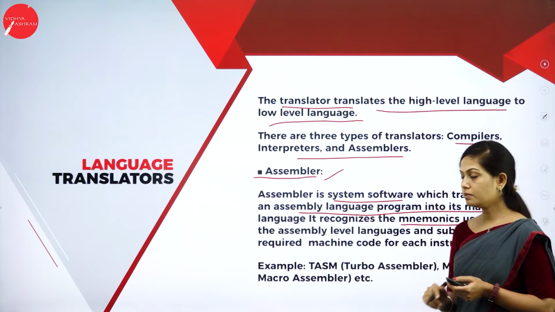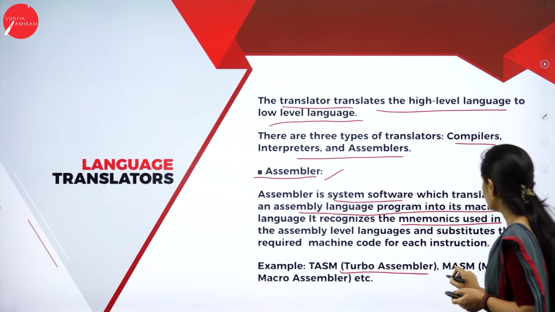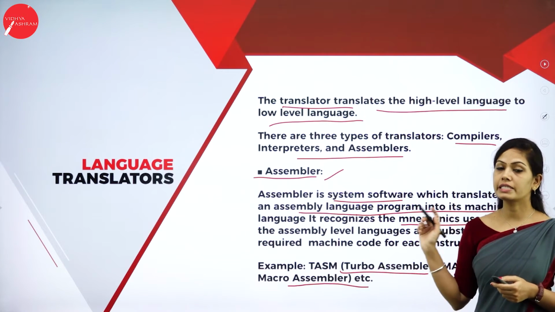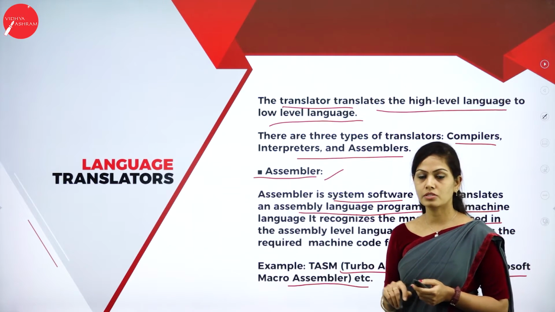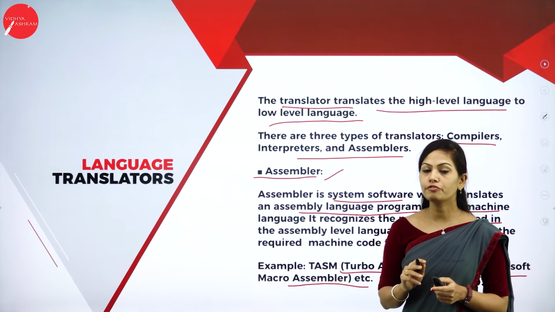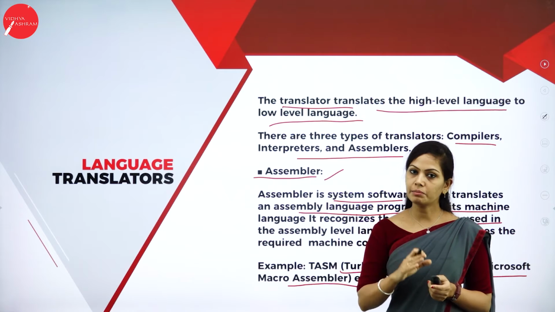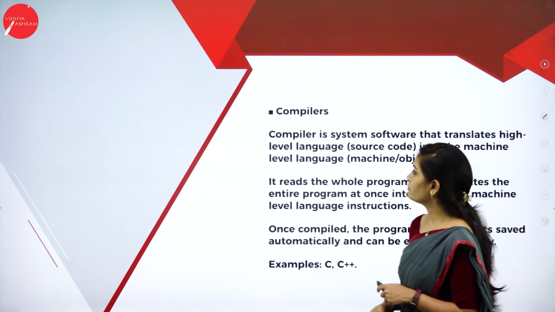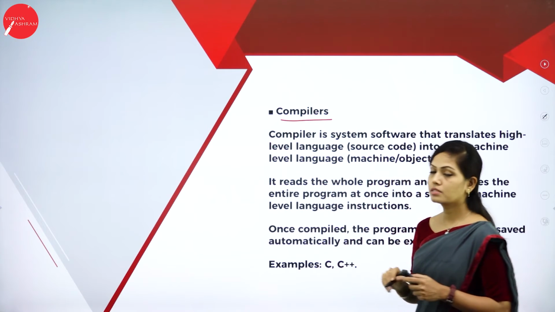Examples for an assembler: Turbo assembler, Microsoft macro assembler. These are the examples for an assembler. So an assembler is a system software which converts assembly level language into machine level language. And second, we have compilers.